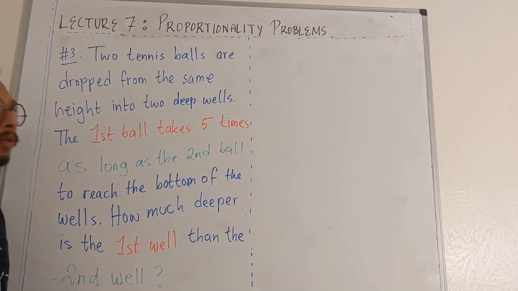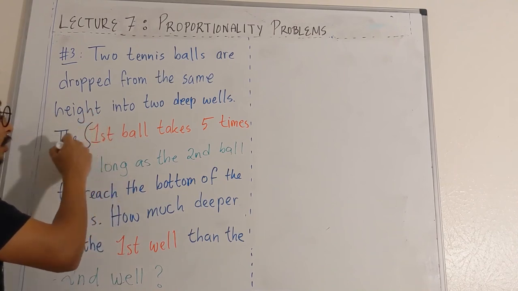Now let's look at an example which focuses on kinematics, and use proportionality to determine the answer. What does the question say? In the question we have two tennis balls which are dropped from the same height into two separate deep wells. The first ball takes 5 times as long as the second ball. So this is our proportionality relation.